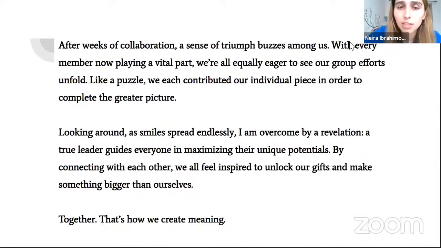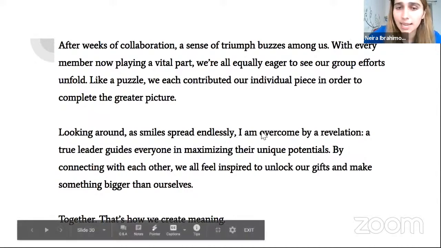Looking around as smiles spread endlessly, I'm overcome by a revelation. A true leader guides everyone in maximizing their unique potentials. By connecting with each other, we all feel inspired to unlock our gifts and make something bigger than ourselves. Together, that's how we create meaning.